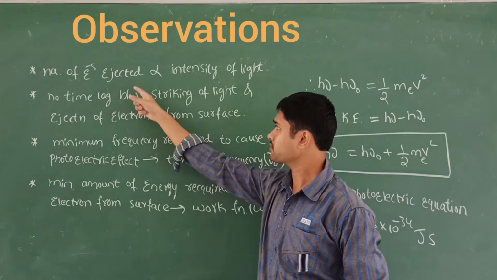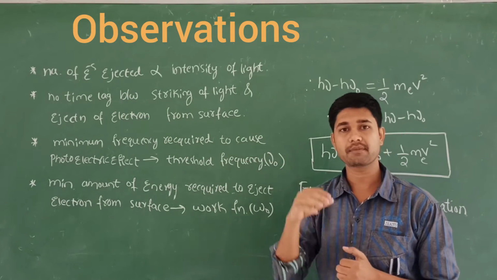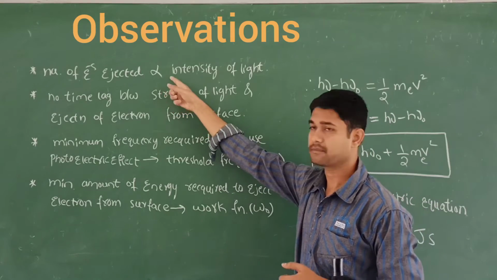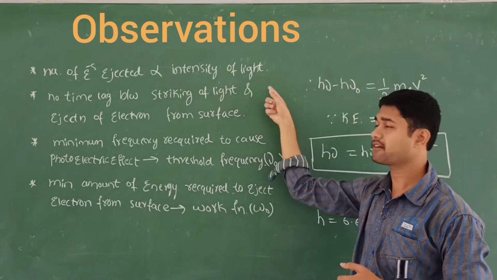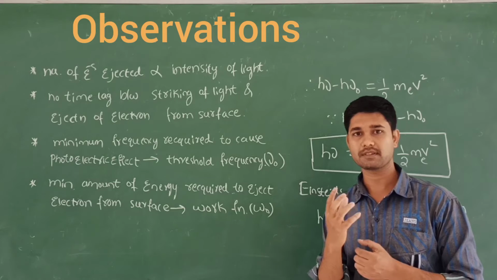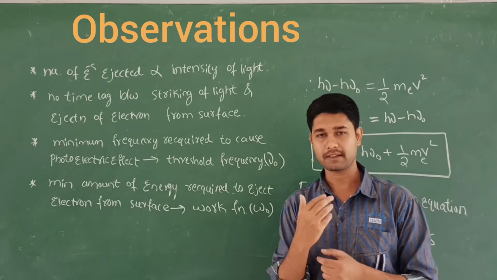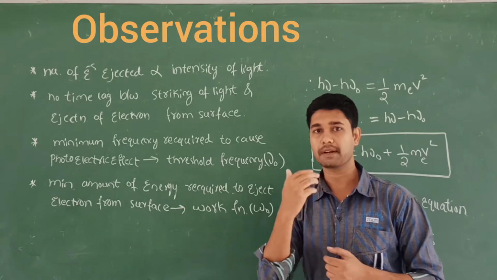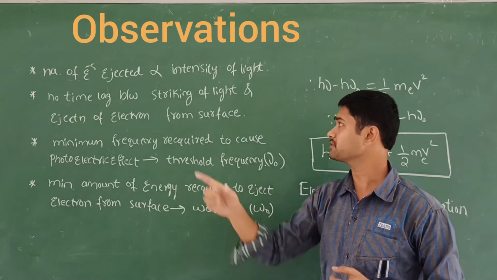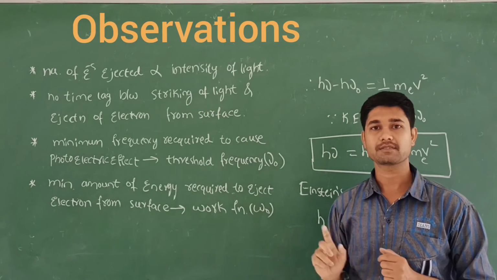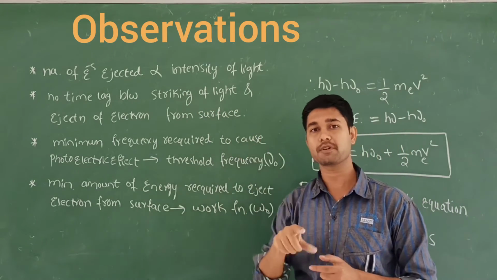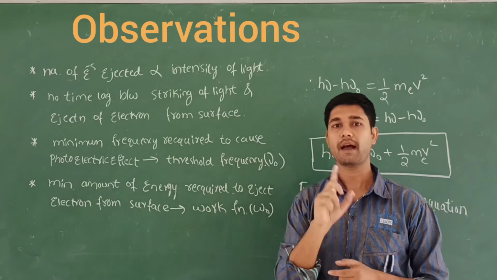So the number of electrons which are going to be ejected from the metal surface must be directly proportional to the intensity of the light. The number of electrons ejected from the metal surface depends upon the intensity of the light. So this is the very important observation which was followed by Einstein.